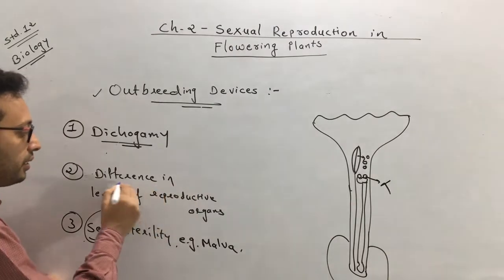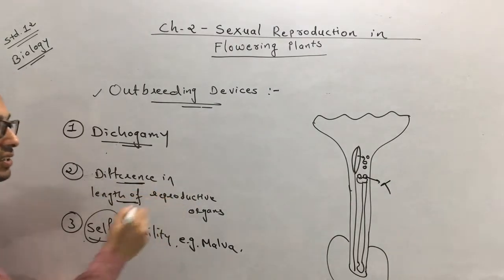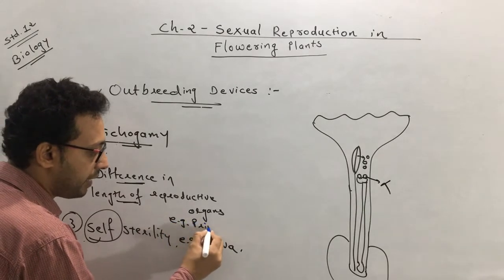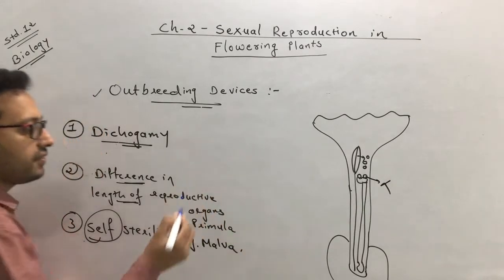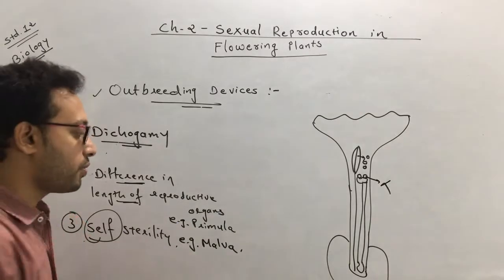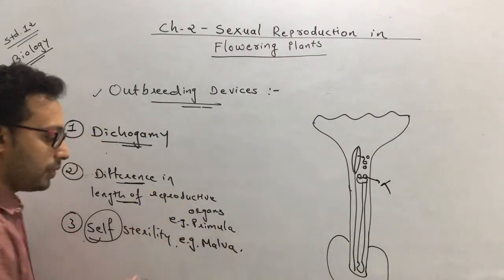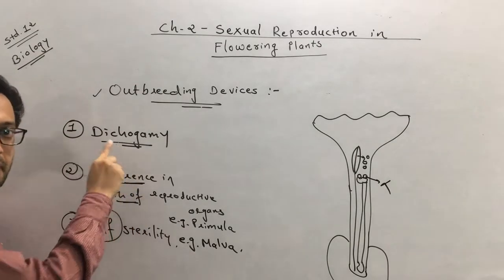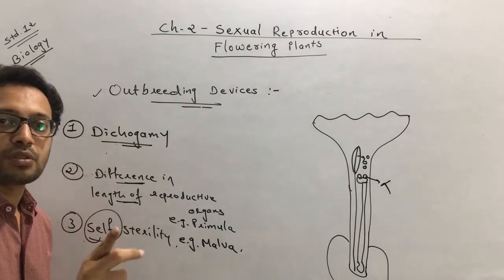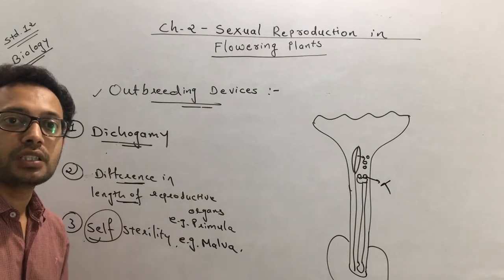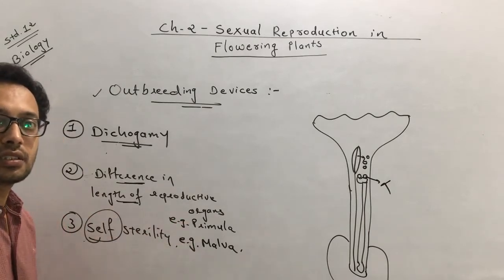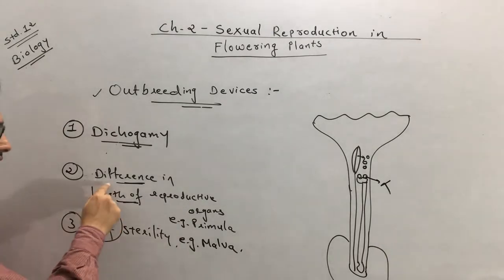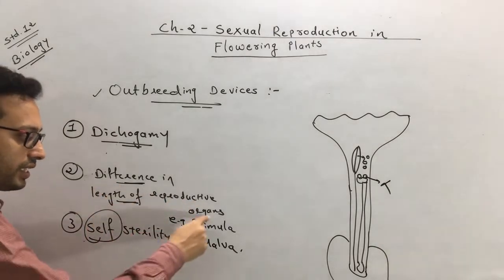I will also give you an example where there is a difference in the length of reproductive organs. I had not given it, I am now giving you the example. This is a plant where you can find differences in the length of the sexual reproductive organs. The example is primula. Okay, so we have discussed the three strategies. Dichogamy, where the maturity process of male and female reproductive organs is not synchronized. They become mature at different time intervals. Okay. Second, differences in the length of reproductive organs.